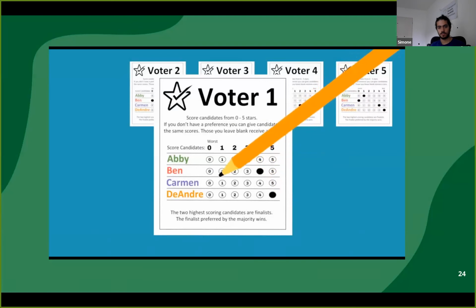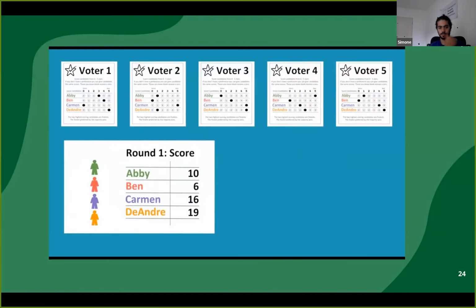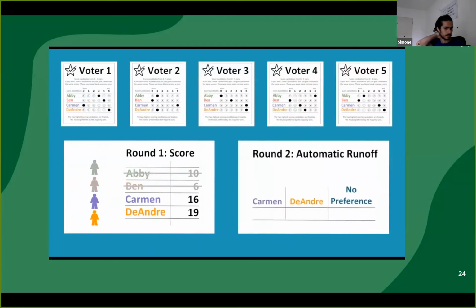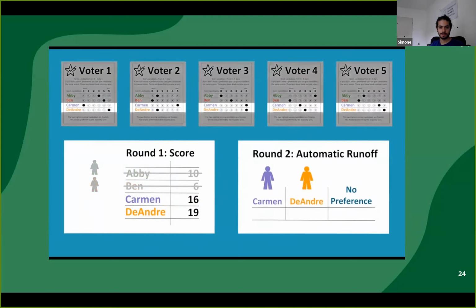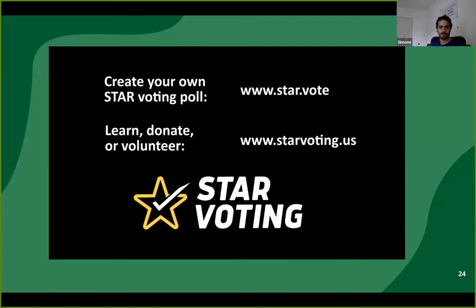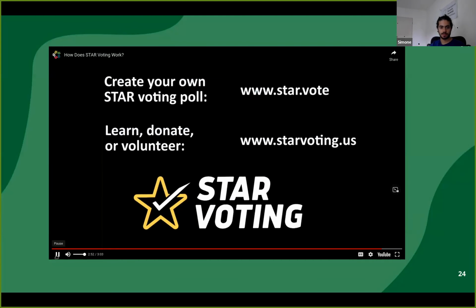Voters fill out the ballot on a 0 to 5 star scale. The 2 candidates with the most stars advance to the automatic runoff. The candidate preferred by the most voters wins. Now that you know how it works, want to try out star voting for yourself? Create your own star voting.